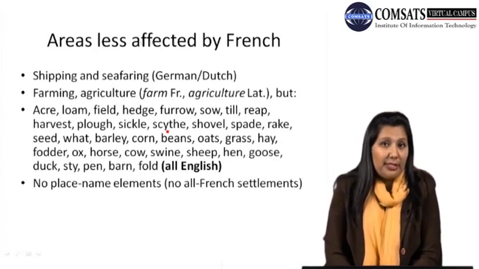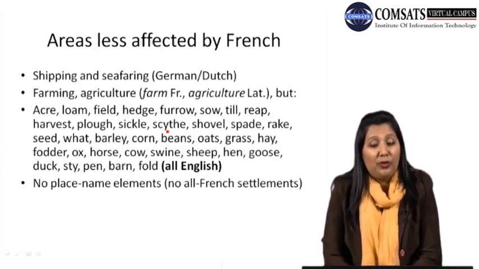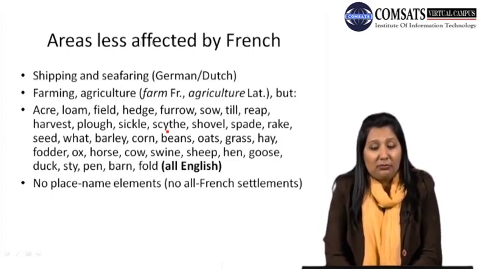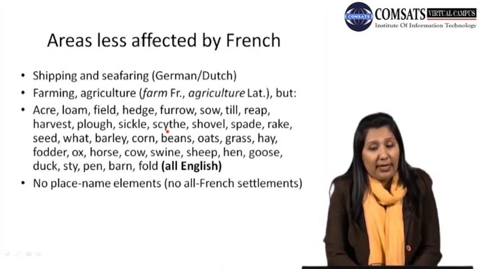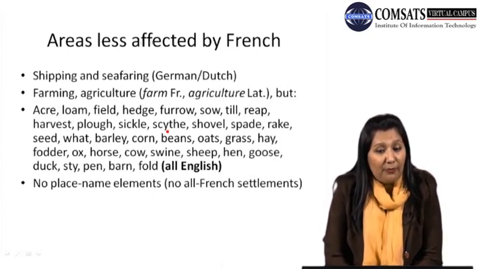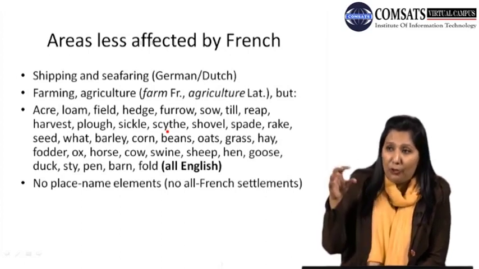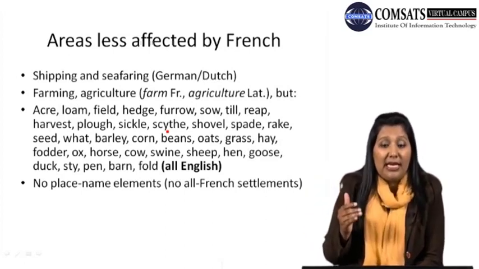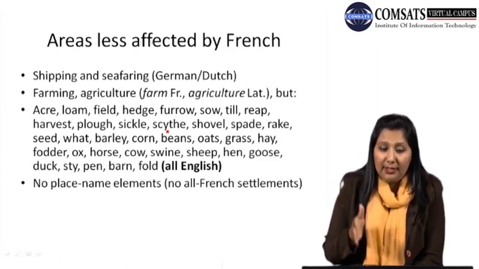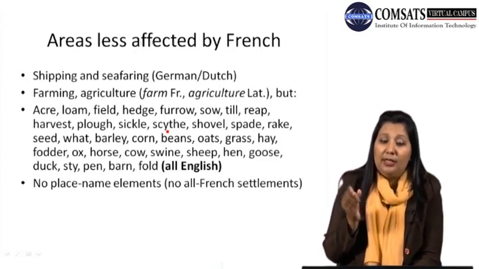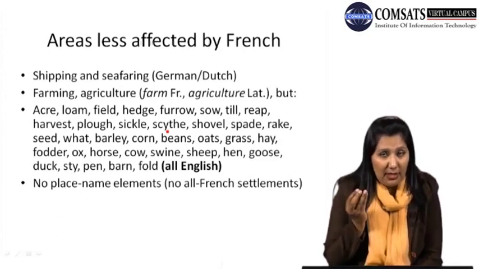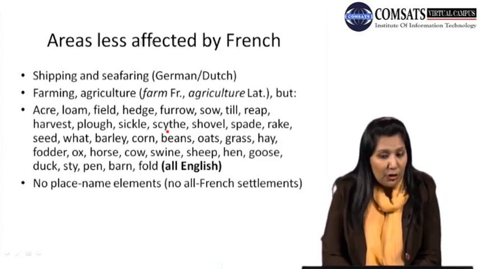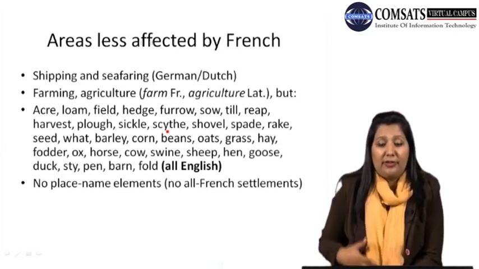There are some words related to shipping and seafaring, and these vocabulary items were added by the German and the Dutch. Then some other words related to farming and agriculture perhaps come again from French. But although they came from French, they were less affected by it. There were a few areas like government, like sports, like some other things that we discussed earlier, that were enormously affected by the French. But these are only a few areas. For example, in shipping and seafaring, all the words are English, its own coinage. They have explored it and made it. And farming and agriculture is again the English convention itself.